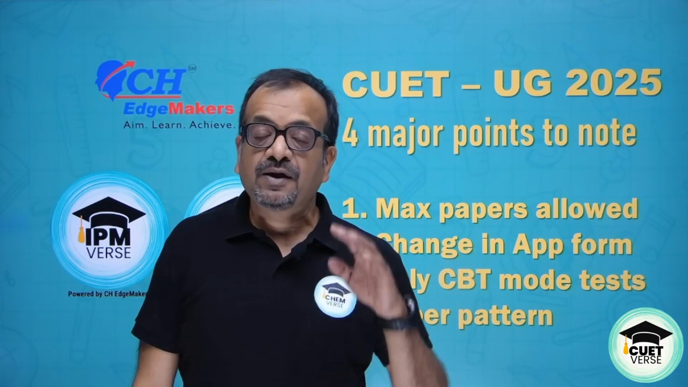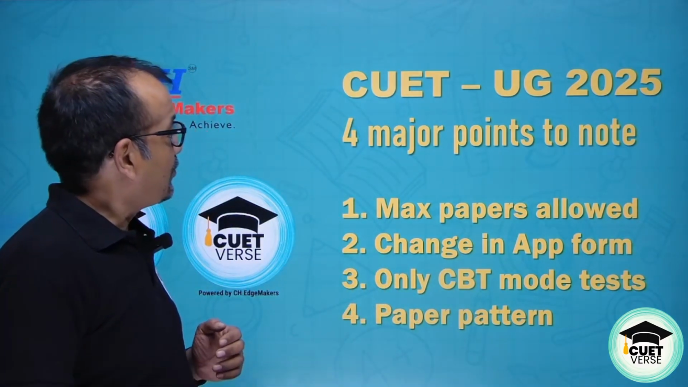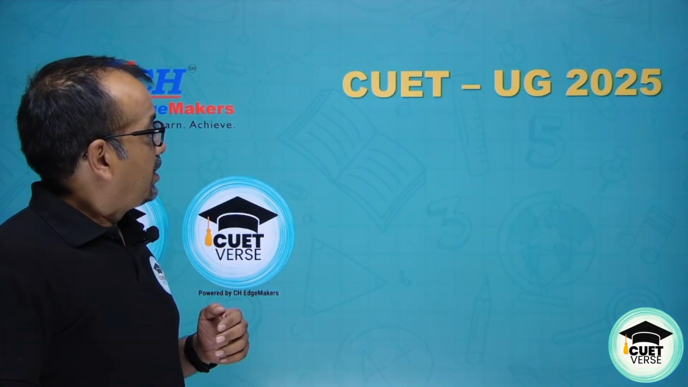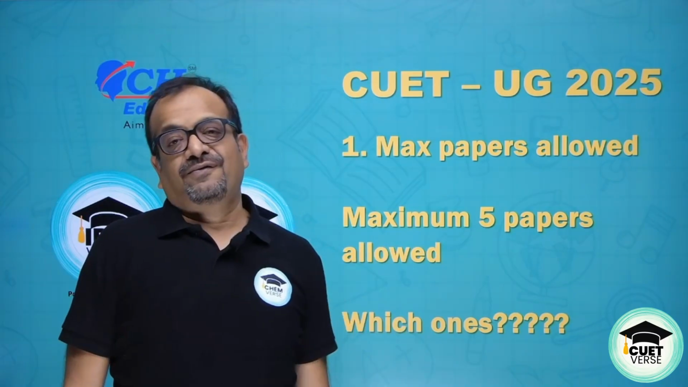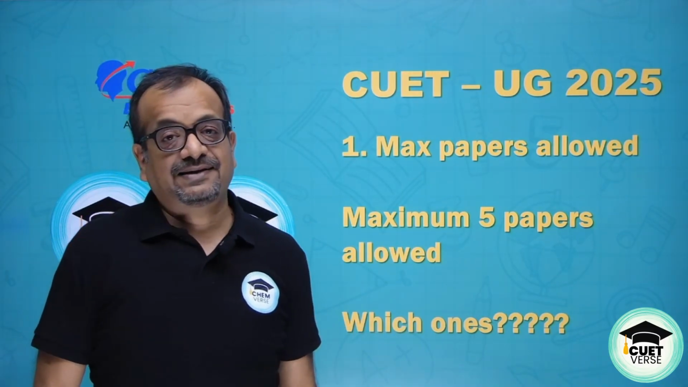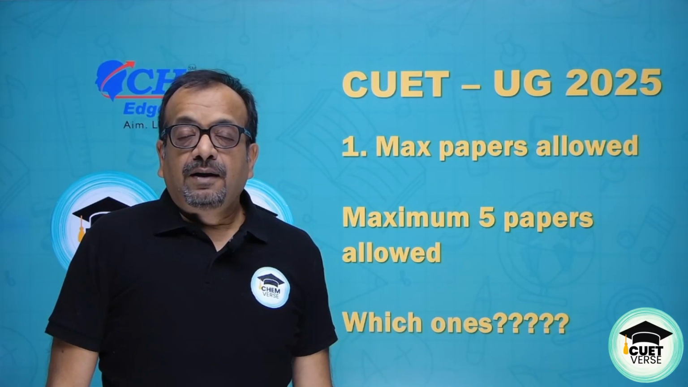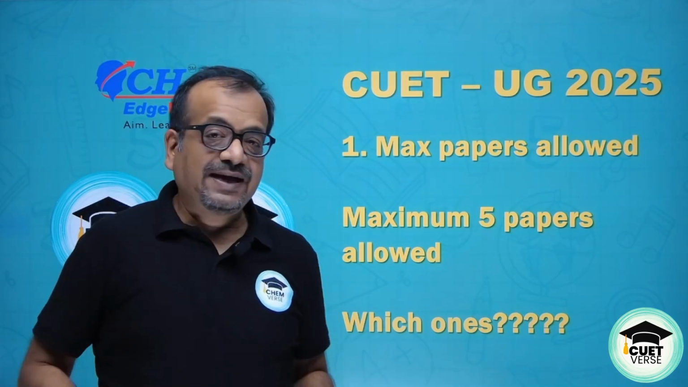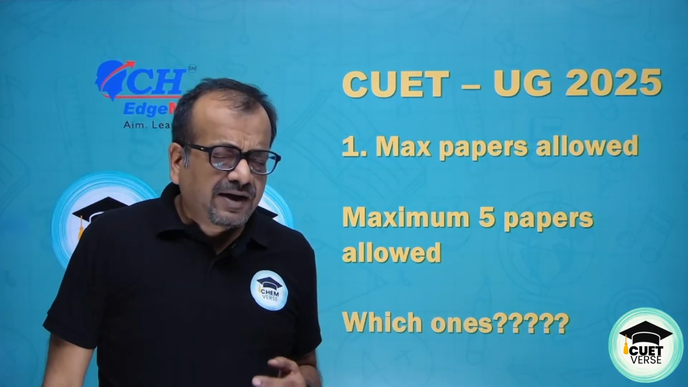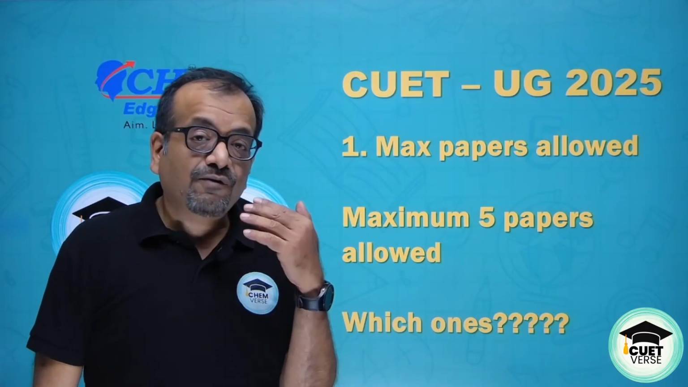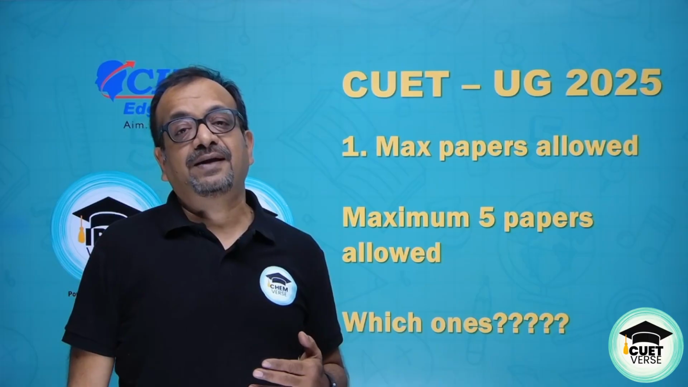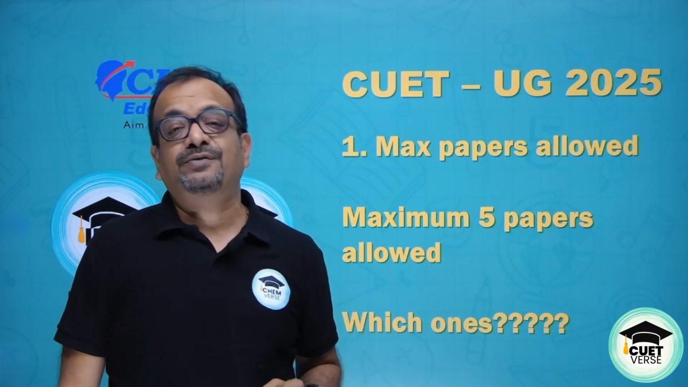Right? Let's begin. Point number 1. The maximum number of papers allowed has been reduced to 5. Last year it was 6. Apparently this looks like a small change, 6 becomes 5, but it actually means a big change, because in terms of the number of domain papers that a student can select now, the choice is reducing.